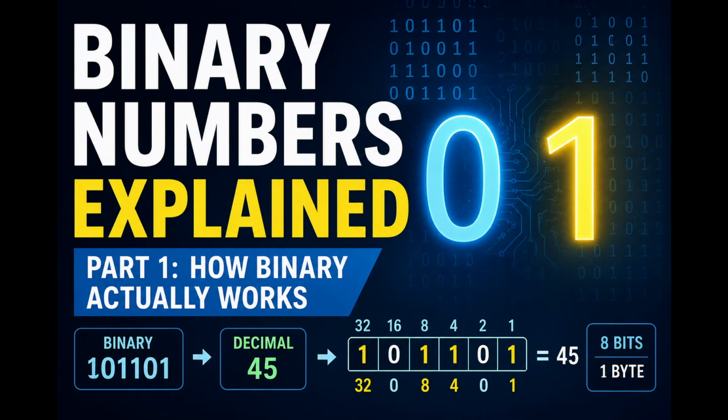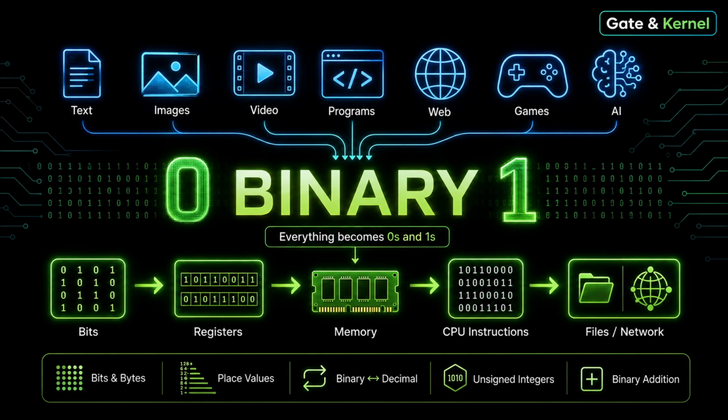Introduction. Welcome to Gate and Kernel, where we look beneath the software and explore how computers actually work, from logic gates to processors, memory, operating systems, and modern computing hardware. Computers can process text, images, video, programs, websites, games, and artificial intelligence. But underneath all of this complexity is a surprisingly simple idea: binary.